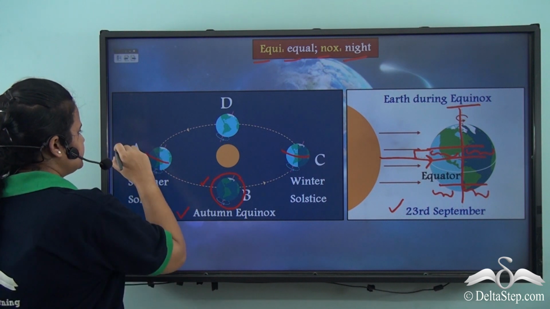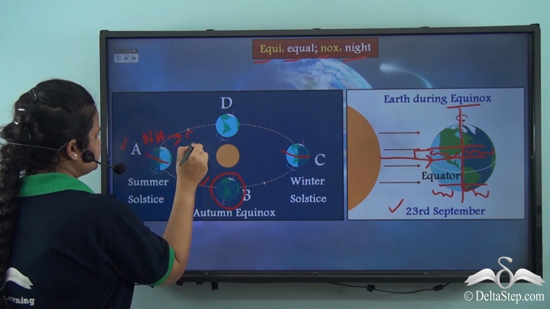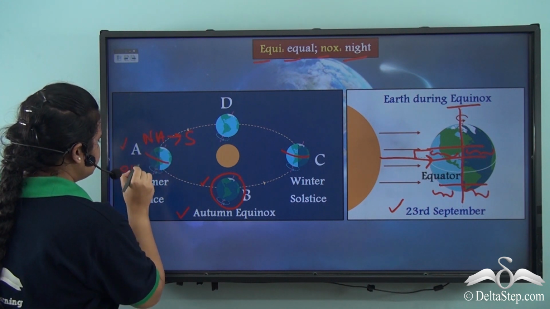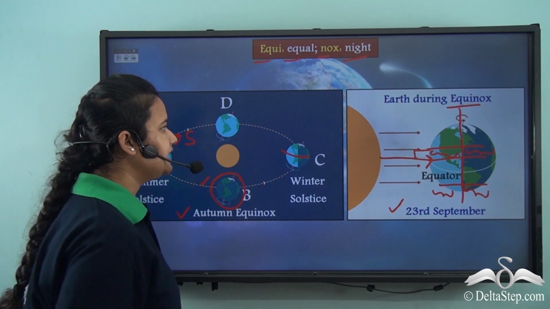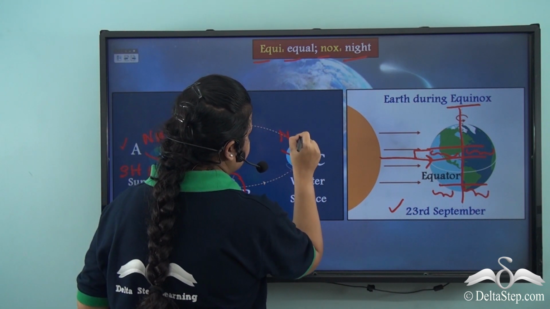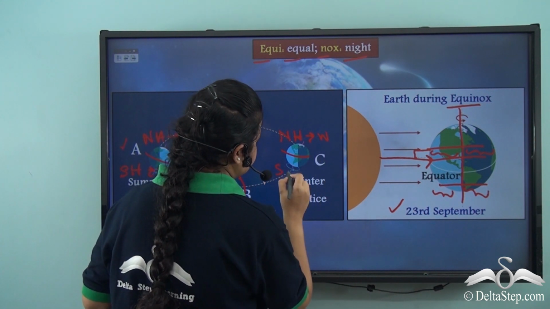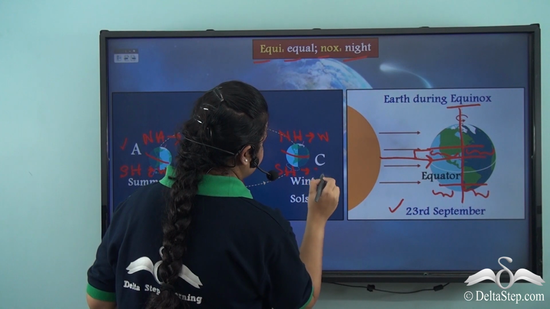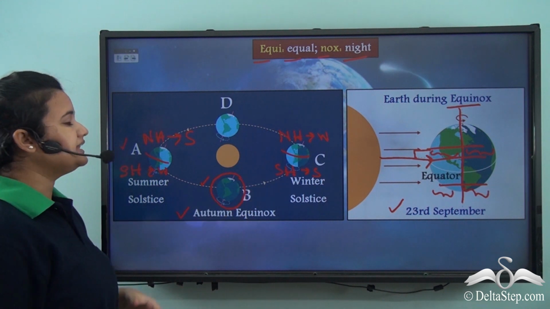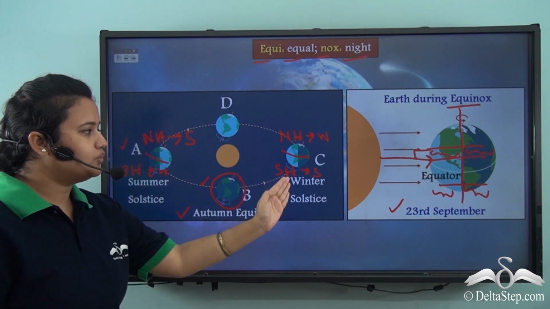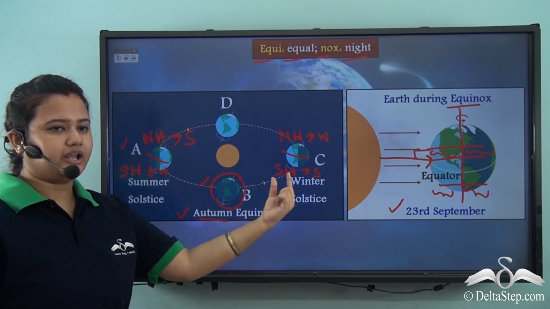This is because at position A, the northern hemisphere, as we know, experiences summer, whereas the southern hemisphere experiences winter. Whereas at position C, the northern hemisphere experiences winter, whereas the southern hemisphere experiences summer. So as the Earth moves from A to C, there is a transition from summer to winter. So autumn is the transition period between summer and winter.